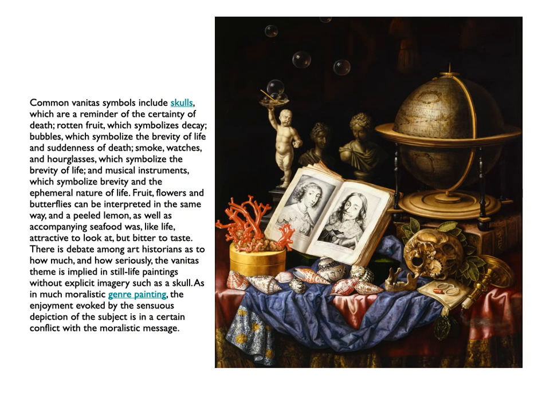So as we go through these, once again, you'll see a lot of those common symbols, the bubbles, the skull. This one has seashells because seafood can often be interpreted as beautiful to look at but bitter to taste. It's considered sort of a moralistic genre painting, meaning that when people were to look at these, they already knew what they were. It all fits into this Vanitas genre, and they knew they were meant to look at it as sort of a moral visual tale.